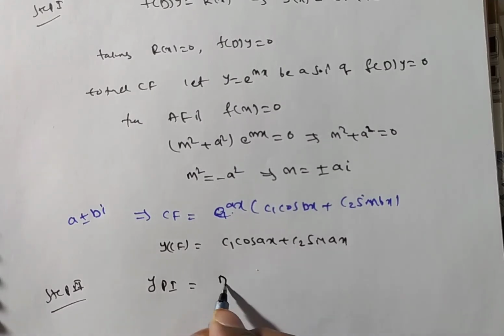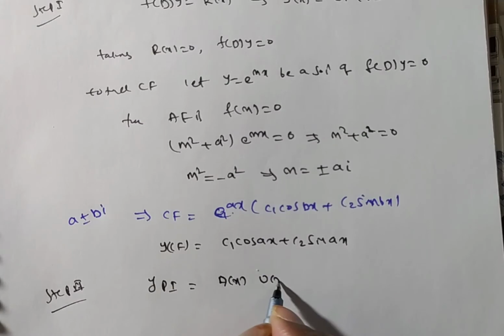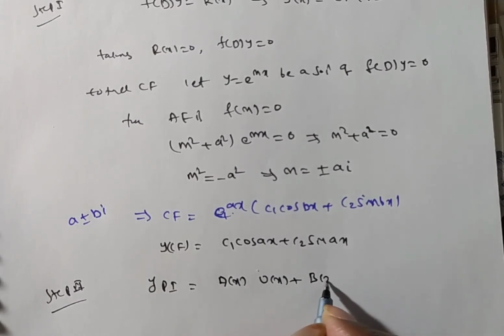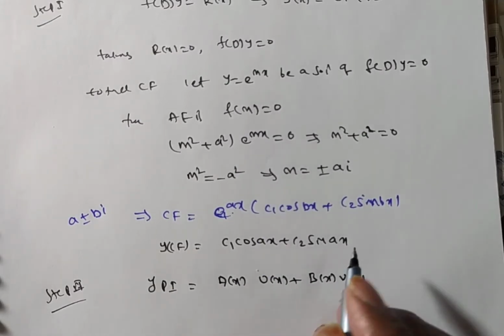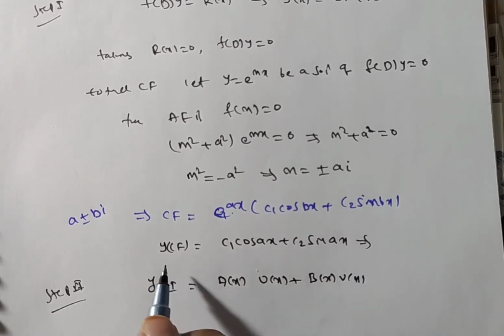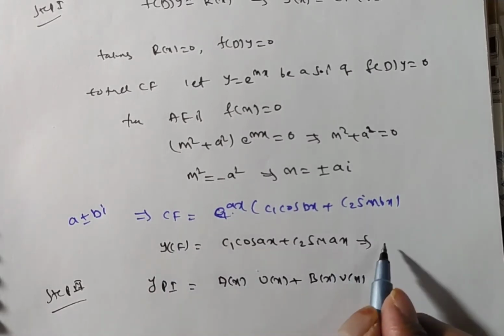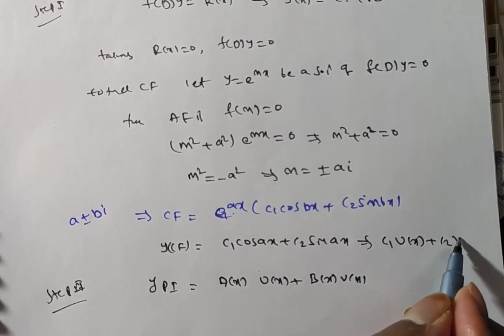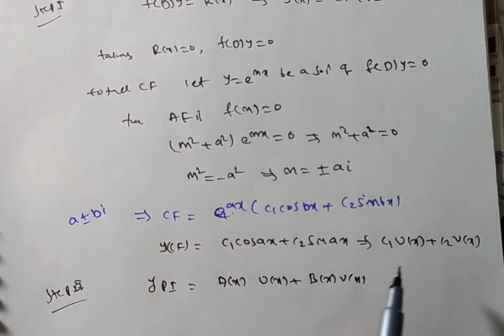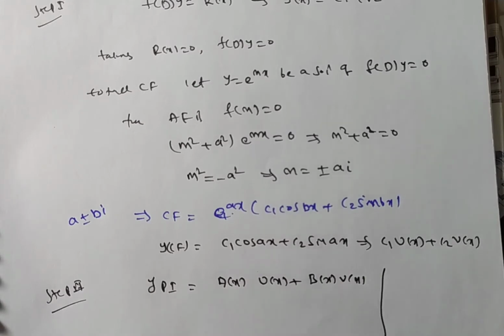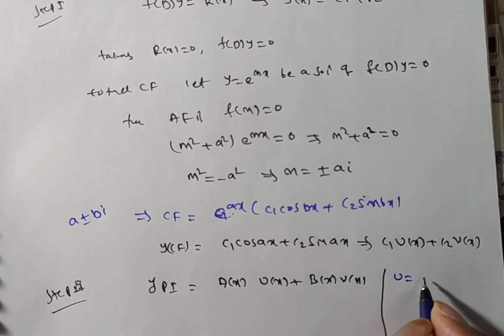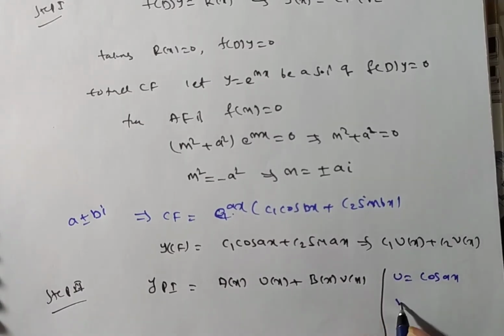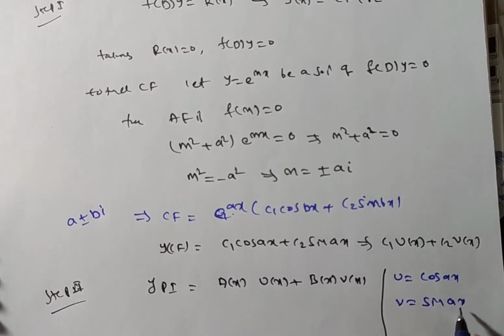How you can write means y is a of x into u of x plus b of x into v of x only. So here, friends, after getting the complementary function we have to compare this one with c1 u of x plus c2 v of x. So what is u of x now? Here u of x is equal to cos ax and v of x is equal to sin ax.